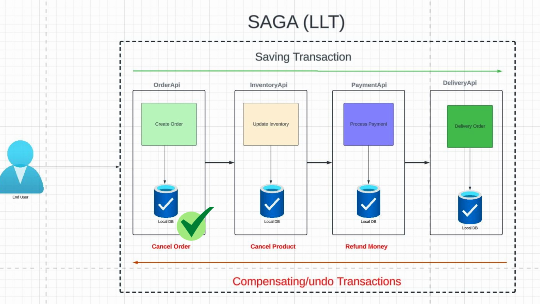Because different APIs are communicating with each other, and if an issue happens while placing a transaction, whether in the inventory API, payment API or delivery API, it could be any error, whether a technical error or any other sort of error, we have to start the undo transaction, right? And then we have to maintain the data in every place. So that is what the Saga is.